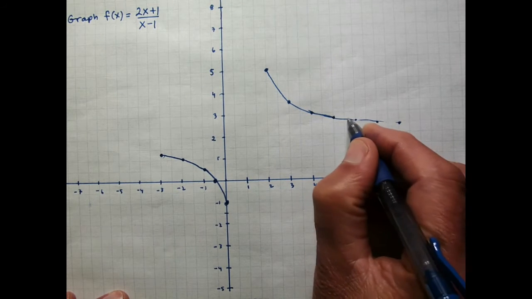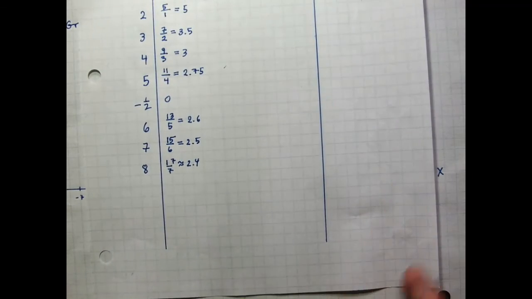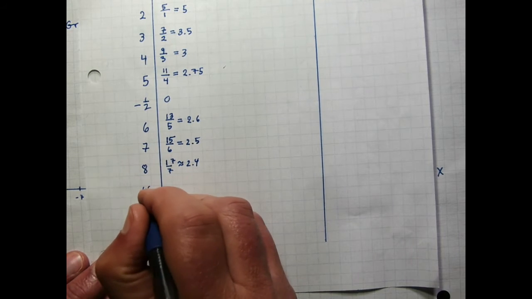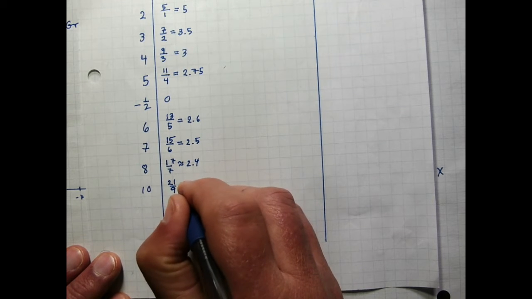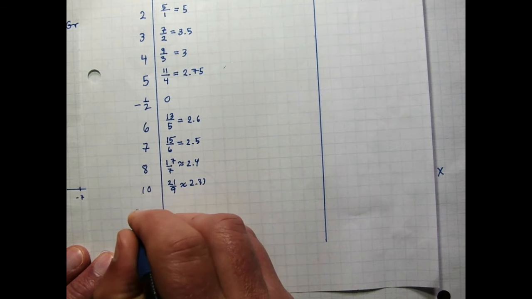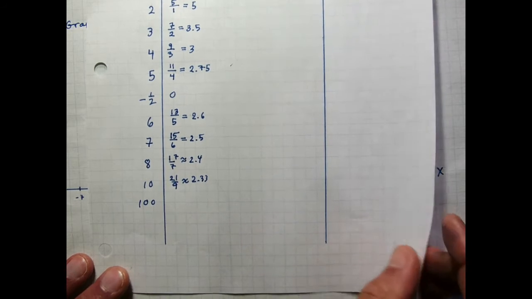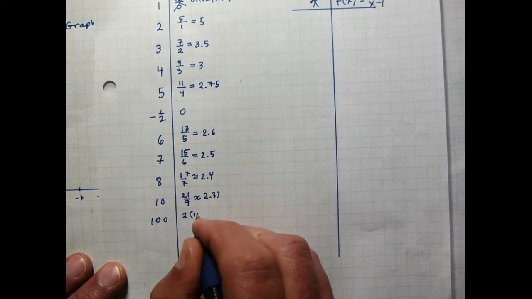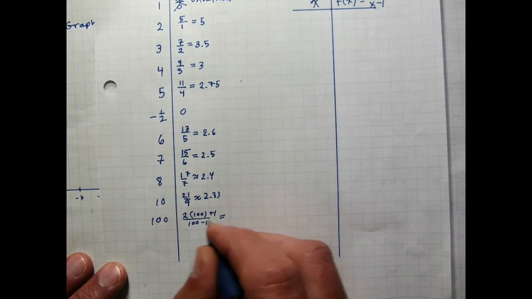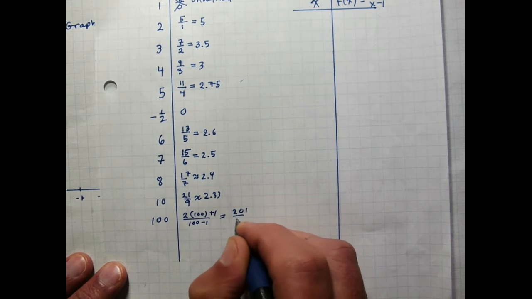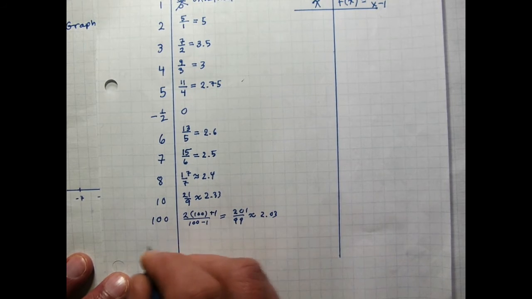Now it looks like we're kind of starting to level off. What I would do is jump down the line a little bit, right? If we plug in 10, we get 21/9, which is about 2.33. Now I'm going to jump way down the line. I'm going to look at what happens when we plug 100 into this function. So I get 2 times 100 plus 1 over 100 minus 1, right? That's 201 over 99, which is about 2.03 when I check on my calculator.